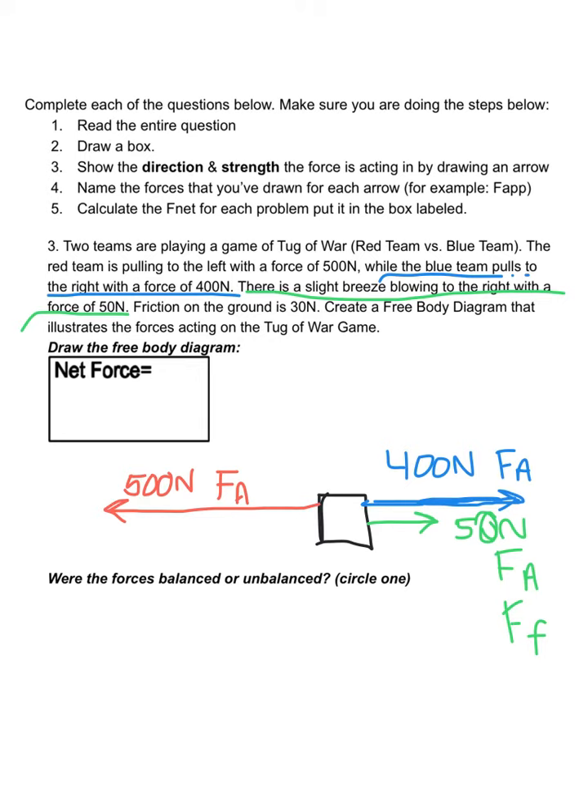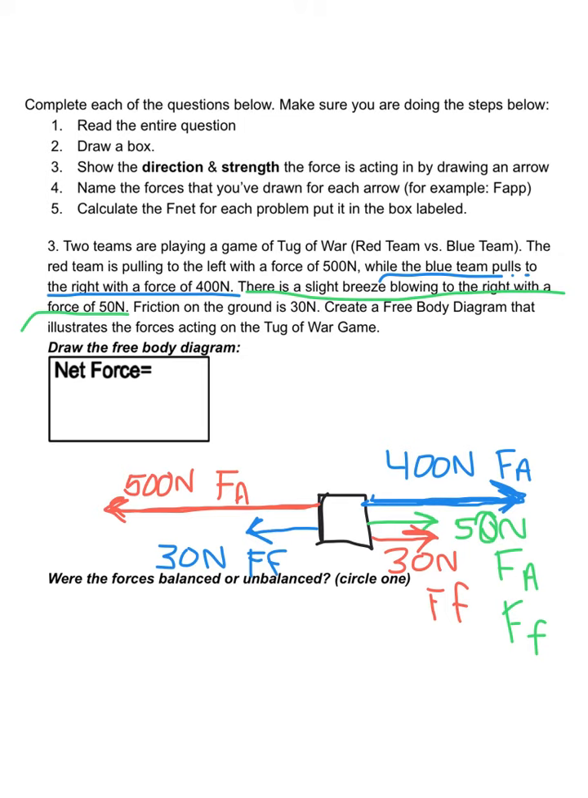So both the red team and the blue team are pulling on the same surface. So for the blue team that is pulling to the right, force applied to the right with 400 newtons, the force of friction always goes against the force applied. So for the blue team, their friction goes over here, 30 newtons force of friction. And for the red team that's applying 500 newtons of force to the left, their friction goes over here. So I would have 30 newtons force of friction for the red team.